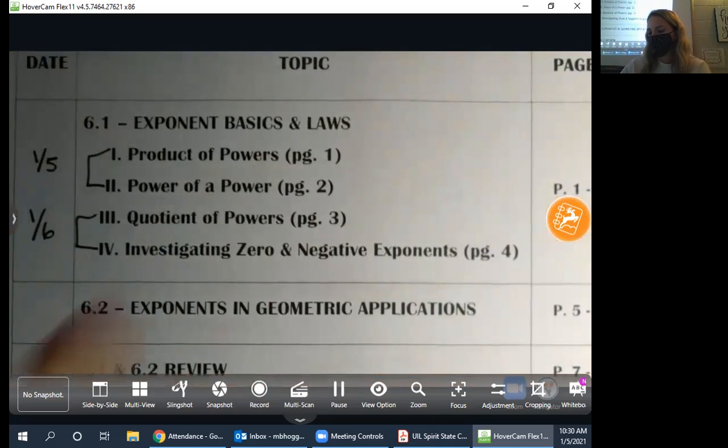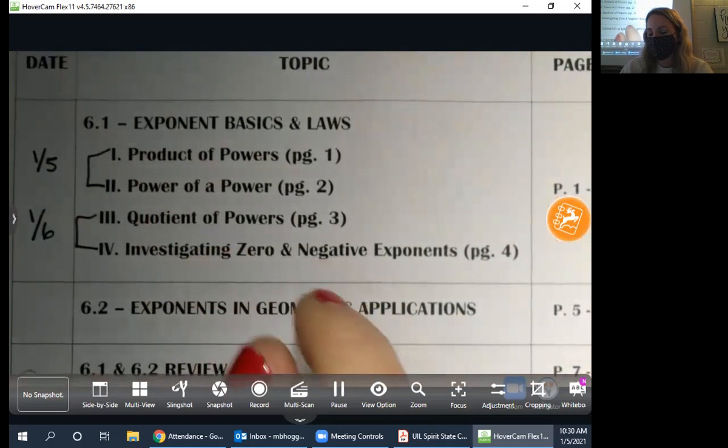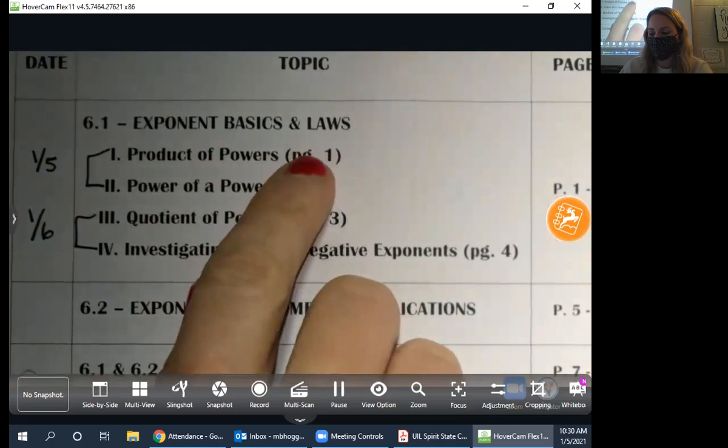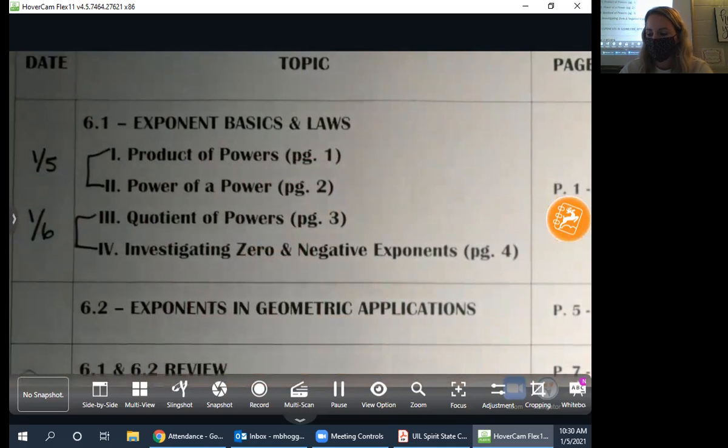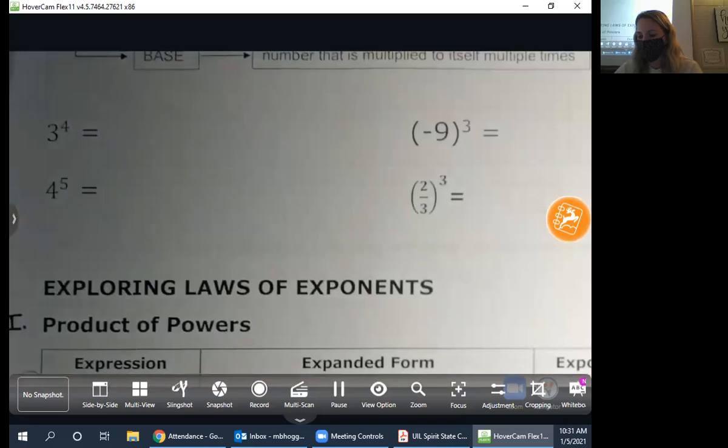All right. So our goal is to get through step 1 and 2. And when I say steps, they're not really steps. They're rules for adding and multiplying exponents. Okay. So let's go ahead and go to page 1.